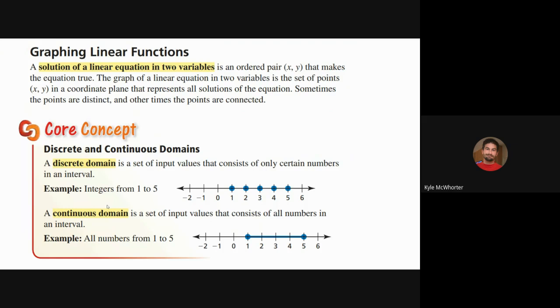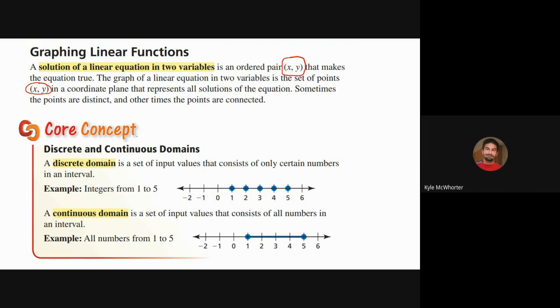Okay, so now we're going to talk about graphing linear functions and about discrete versus continuous domains. The solution of a linear equation in 2 variables is an ordered pair. Ordered pairs are in the format x comma y, that makes the equation true. The value for x and the value for y, when you plug them in for the equation, will be true. The graph of a linear equation in 2 variables is the set of all the points in that format that represent all the solutions to the equation.